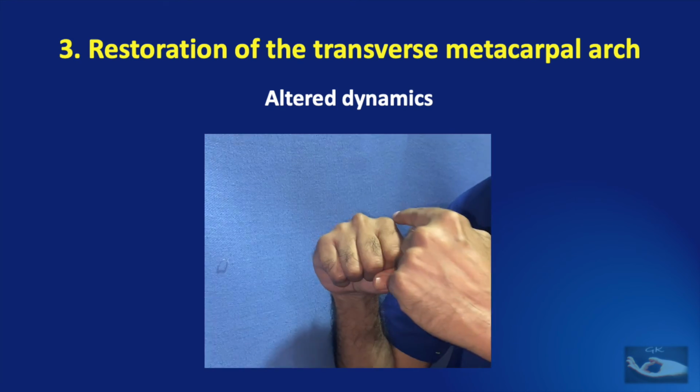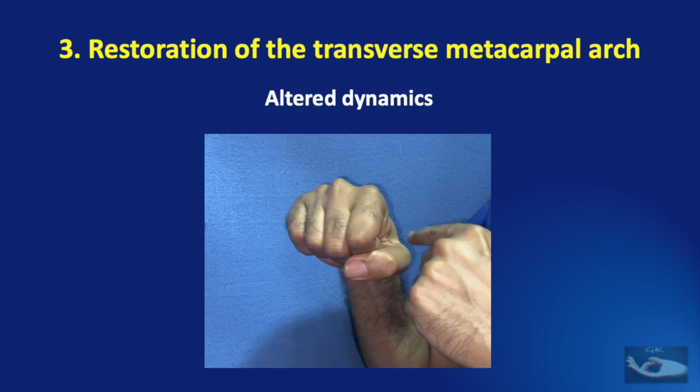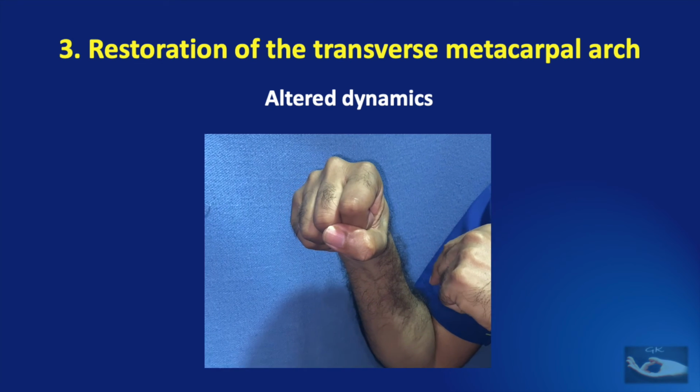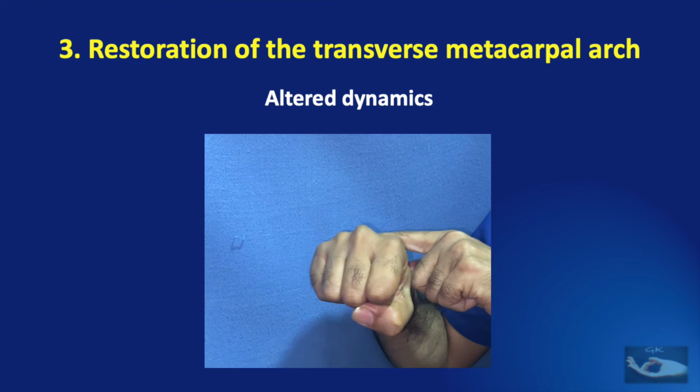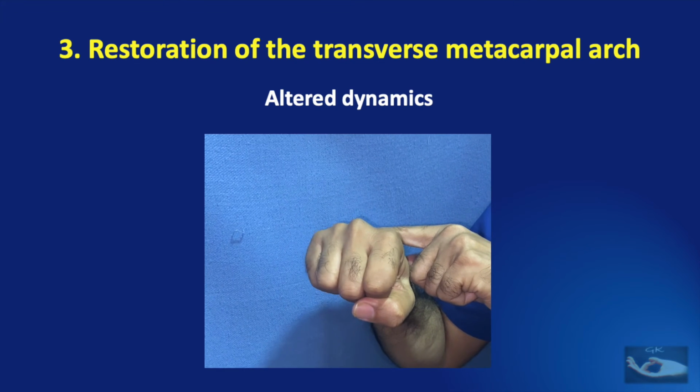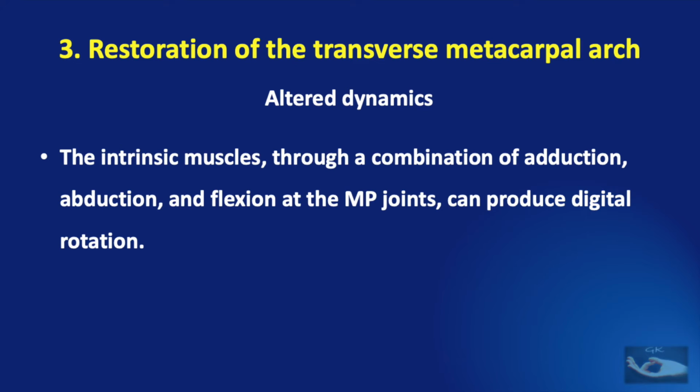This arch can be well made out on examining the dorsum of the knuckles on making a fist. In the normal hand, it would be a curve. In the hand with ulnar nerve palsy, it would be flat. This function can be achieved by the intrinsic muscles through a combination of adduction, abduction and flexion at the metacarpophalangeal joints and can produce digital rotation.